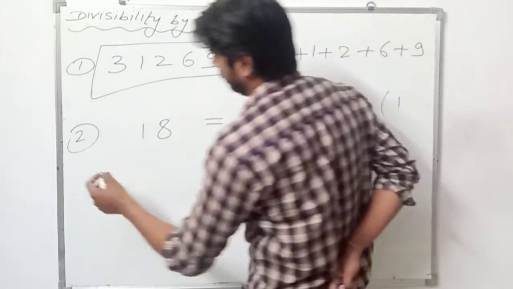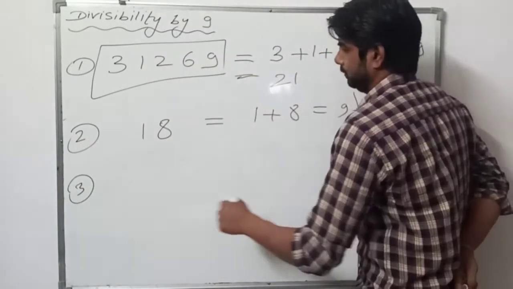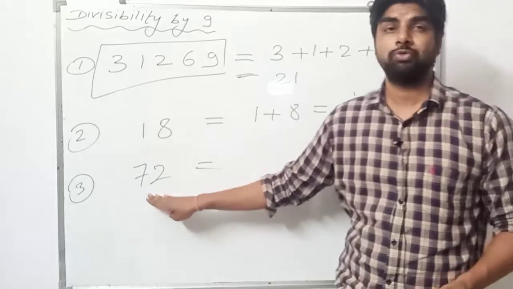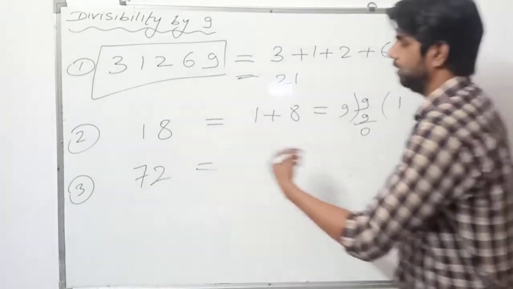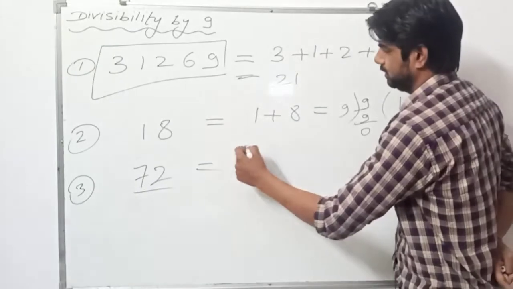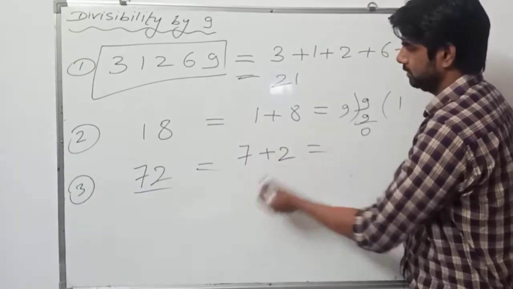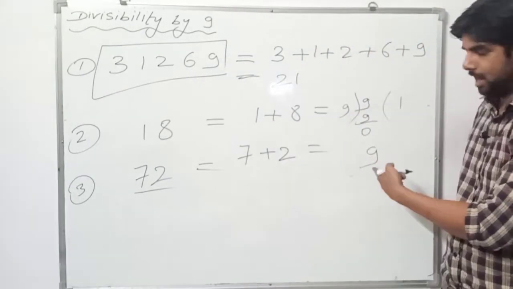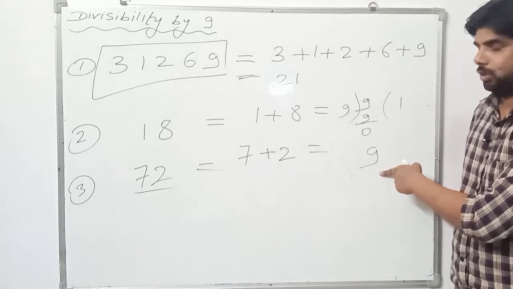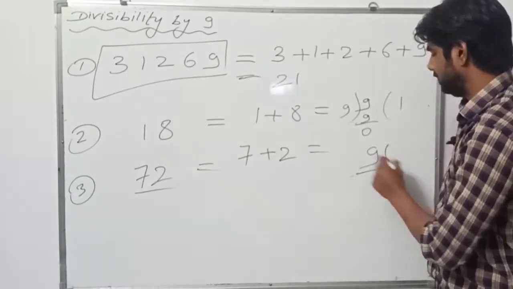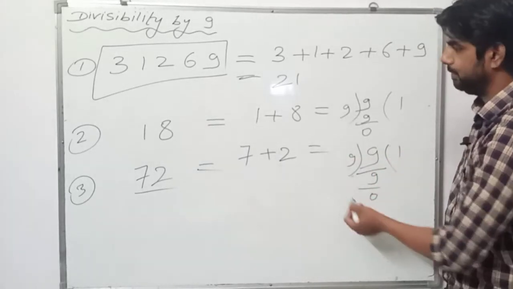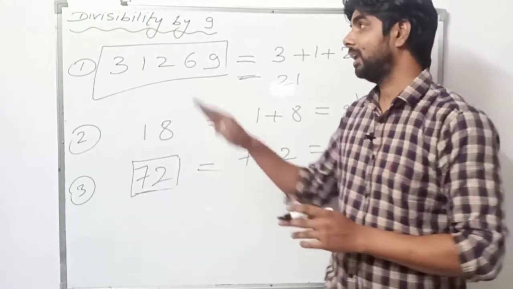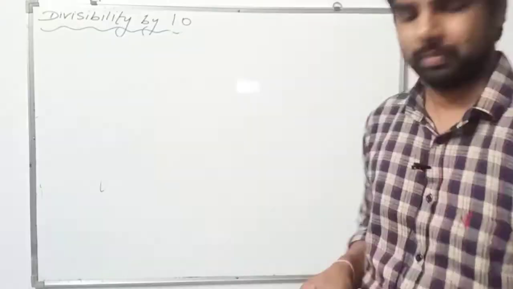Let's take one more example: 72. We have to check whether 72 is fully divisible by 9 or not. How can we find out? We will add the digits: 7 plus 2, because there are only two digits, 7 and 2. So 7 plus 2 is 9. Again we get 9, and we know 9 ones are 9, and we will get 0 as our remainder. So 9 is divisible by 9, which means 72 is also fully divisible by 9. This is how we can find out whether a number is fully divisible by 9 or not.